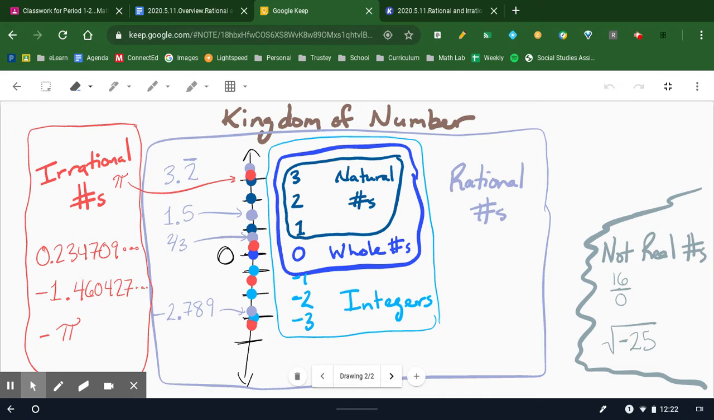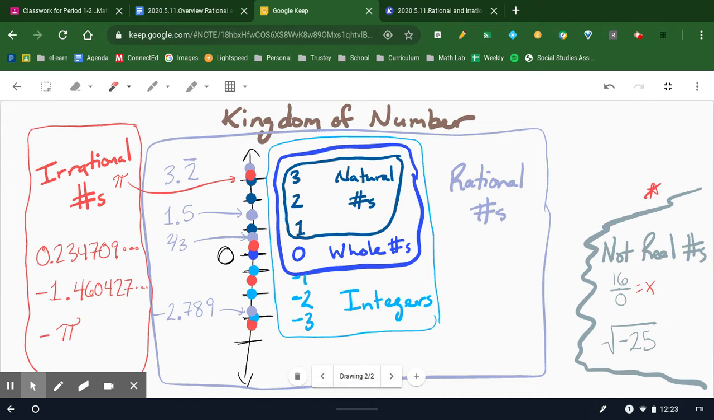But you know what? Some numbers have parts, pieces, and portions that cannot be written as ratios. For instance, pi is probably the most famous, 3.14159..., 0.234709..., or -1.460427..., even the opposite of pi. These are numbers that are crazy, that are ugly, that are not rational, so we call them irrational numbers. And of course, we do have numbers that are not even real. If you look over here on the right side, you're going to see numbers like you can't split 16 into 0 parts. That's impossible.